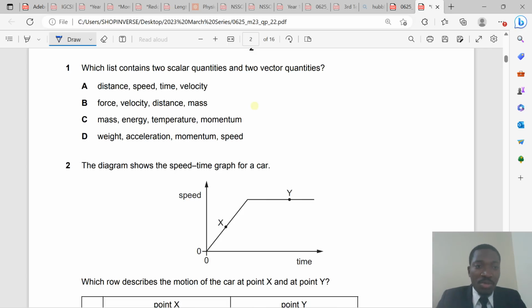Okay, let's go straight to question number 1. Which list contains two scalar quantities and two vector quantities? Distance is a scalar quantity, speed scalar, time scalar. All of these are scalar quantities. Only velocity is a vector quantity. So this is wrong. Number 2.